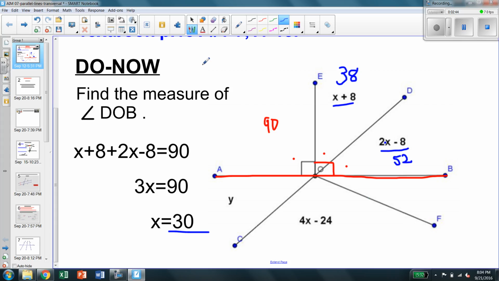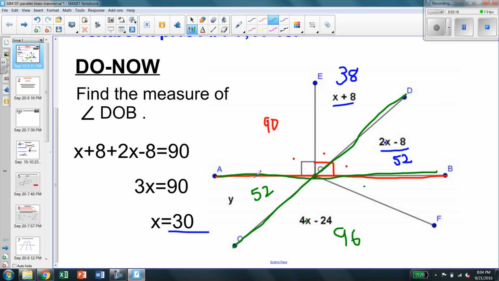Now, where do we go from here? Well, I'm just going to use green. We have these two lines intersecting. This is 52. So y needs to be 52 also, using vertical angles. Same deal as before. X is 30. 30 times 4 is 120. Minus 24 should give us 96 degrees.